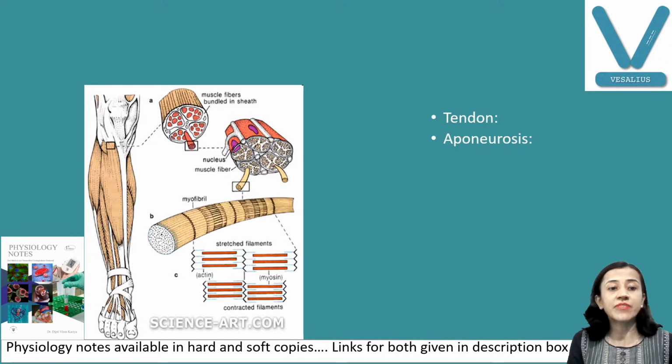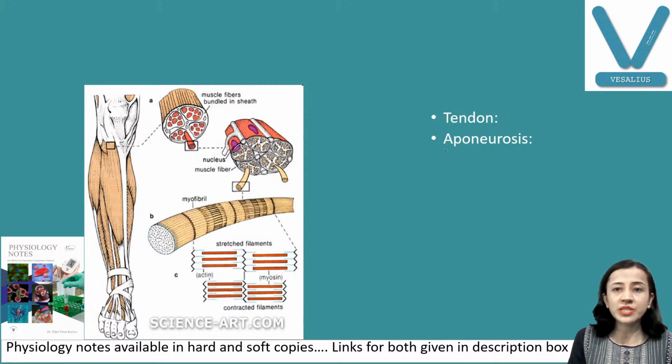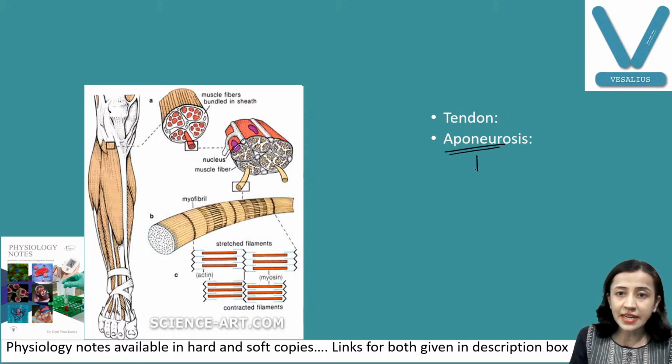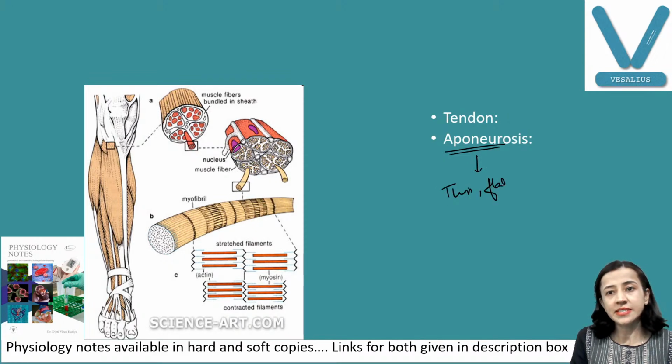So these tendons are fibrous, as I told you, terminal ends of the muscle and made up of collagen fibers. Now another terminology you must learn in anatomy is aponeurosis. When the tendon is thin, flat and stretched, that is aponeurosis.